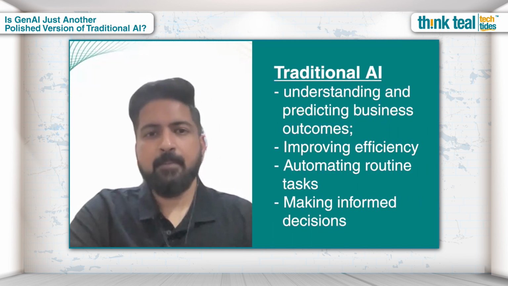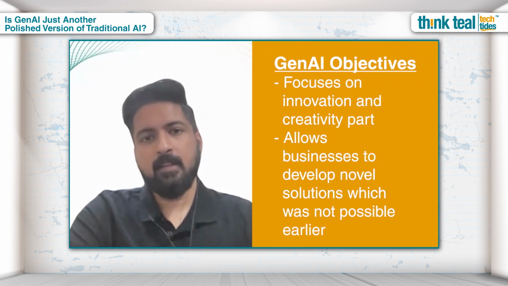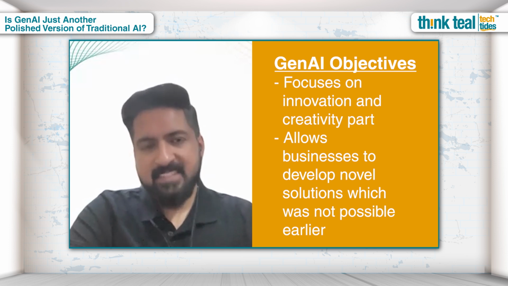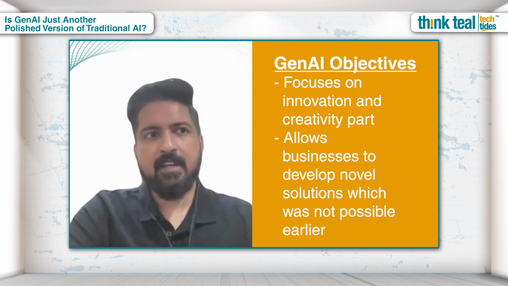Traditional AI, in this sense, is excellent for improving efficiency, automating routine tasks, and making informed predictions. But the objectives for Gen AI are starkly different, where Gen AI focuses on innovation and creation. It doesn't just restrict itself to processing the data. It generates new, unique content. Why is this important? Because this capability is what allows businesses to explore uncharted territories and develop novel solutions, which were, in a sense, previously unattainable when they were just having traditional AI.